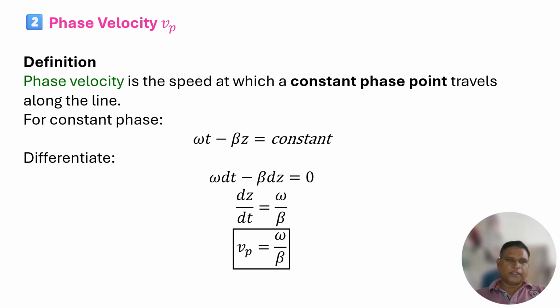The phase velocity is defined as the speed at which a constant phase point travels along the line. For constant phase, omega t minus beta z is equal to constant. By differentiating that equation, omega dt minus beta dz is equal to 0. That is, dz by dt is equal to omega by beta. Here dz by dt is called the phase velocity. Vp is equal to omega by beta.